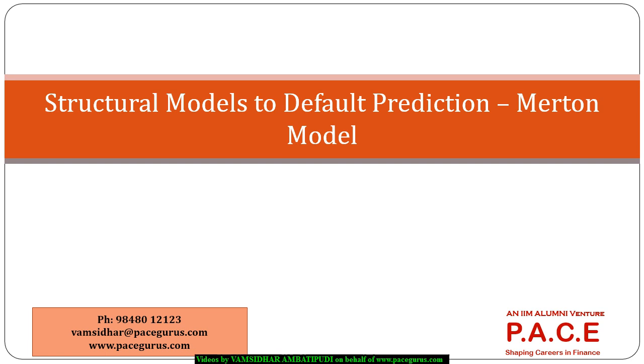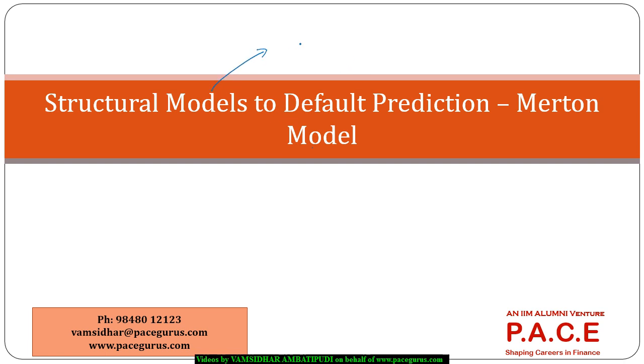In this video, we are going to talk about the structural models to predict default, of which we'll be taking up the Merton model, and we'll take up the example of one company, to find the probability of default for that particular company based on the structural model.